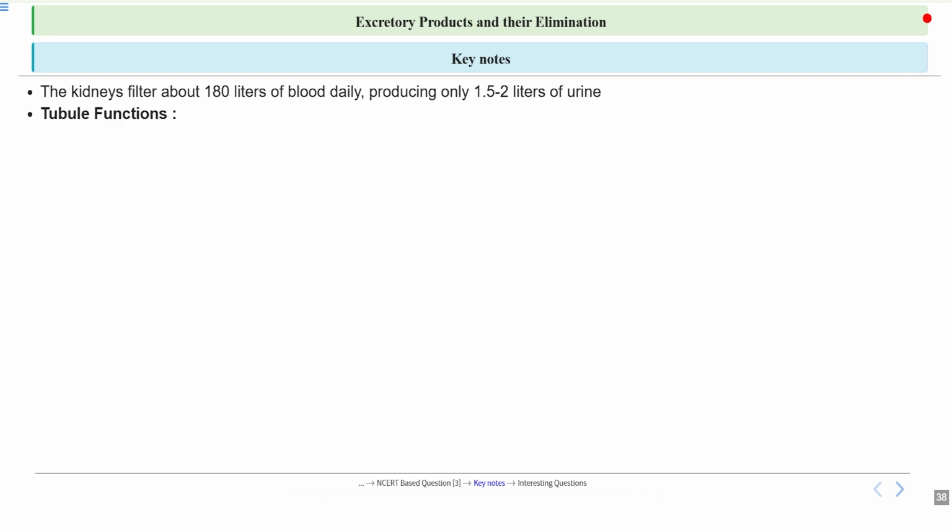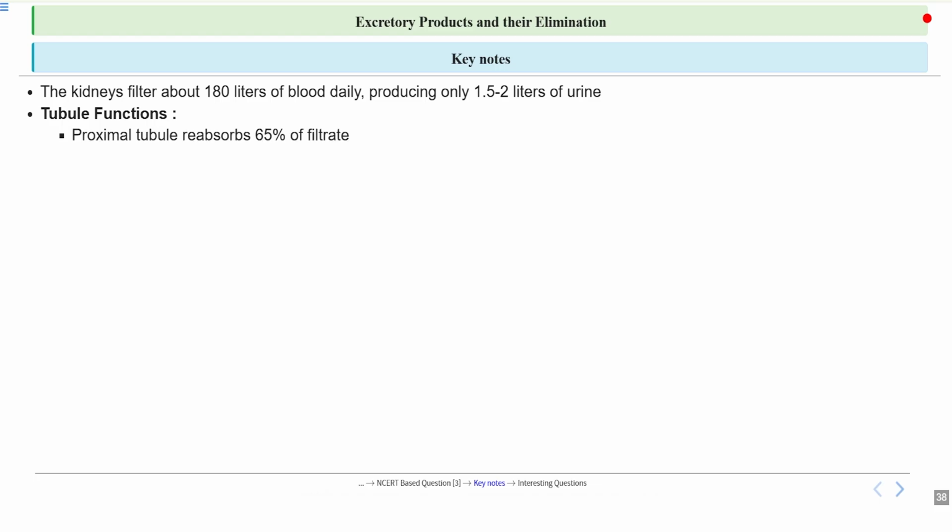Here it is also written tubule functions. So we have already talked about specific functions of the kidney tubule. Each section of tubule has a unique role in processing the filtrate, much like different departments in a factory working together to produce the final product.